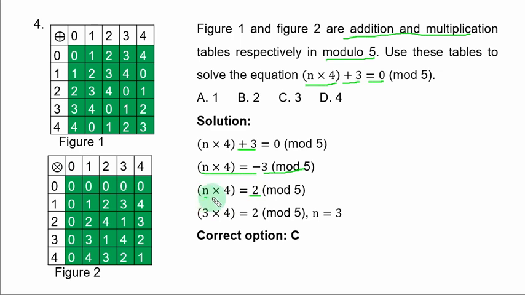Now we go to the multiplication table. So let's take this column for n and this column for 4. Now you look for where you have remainder of 2 in column 4, and that is somewhere here. If you trace it to the other side, you have 3. That means n is equal to 3. So 3 times 4 is equal to remainder 2 in modulo 5. n equal to 3. C is the correct option.